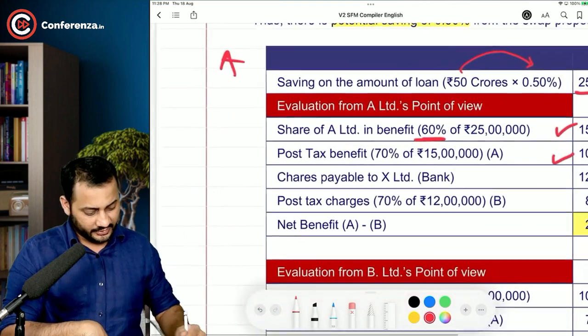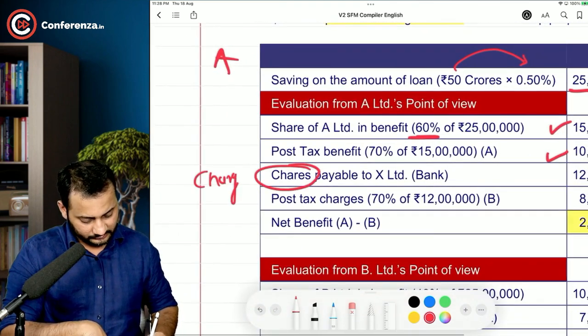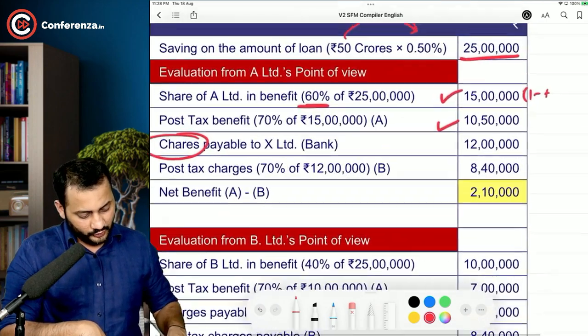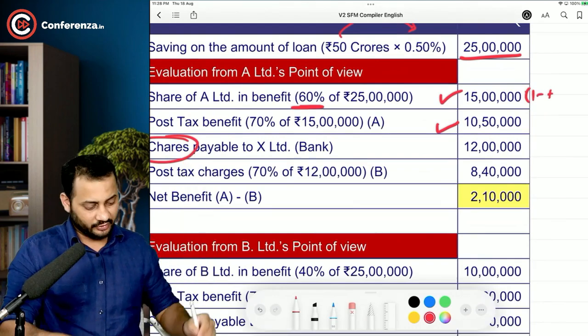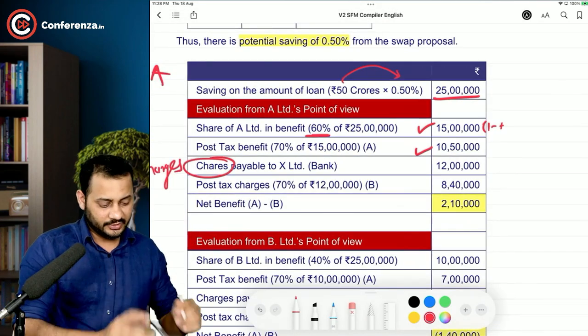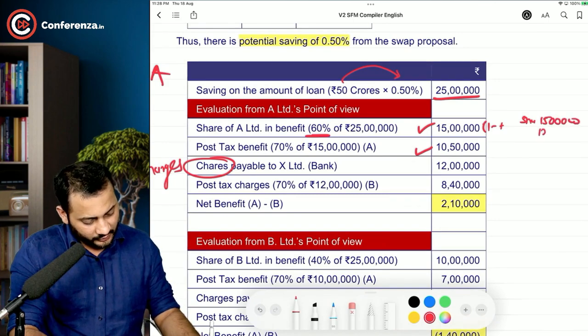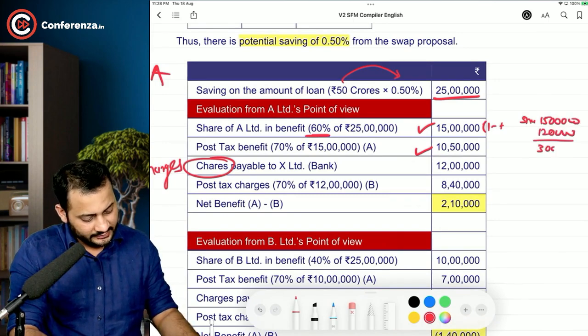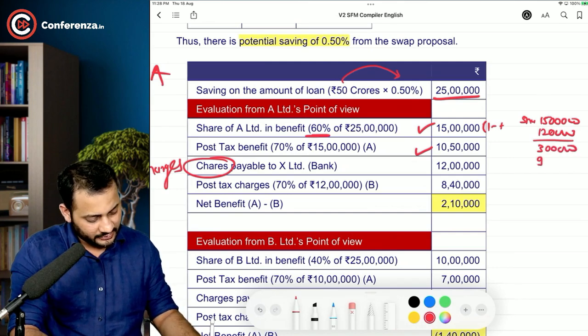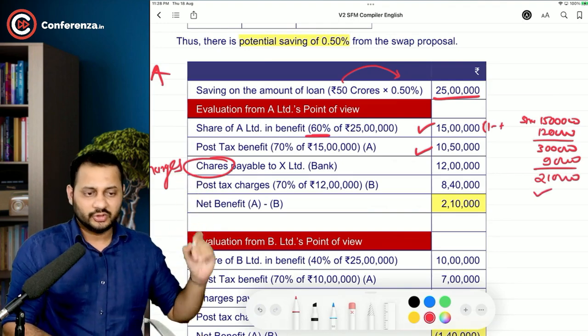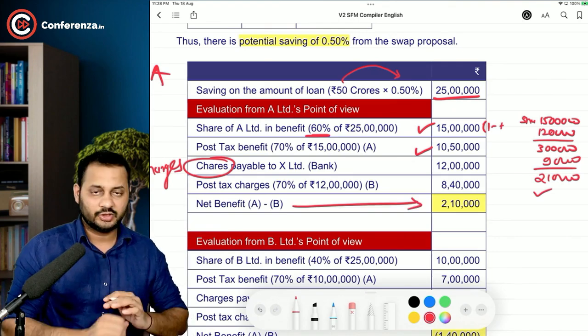Charges payable to X Limited. It should be charges. I will make the correction later on. To X Limited is 12 lakh and post-tax it is 8,40,000. So instead of writing this much, they should have simply written like this. The share in profit is 15 lakh. Then 12 lakh rupees will be the expense. 3 lakh is the net profit. Tax on this is 30%, which is 90,000. And the balance is 2,10,000. This is the simplest way instead of confusing. So the net benefit to party A is 2,10,000.